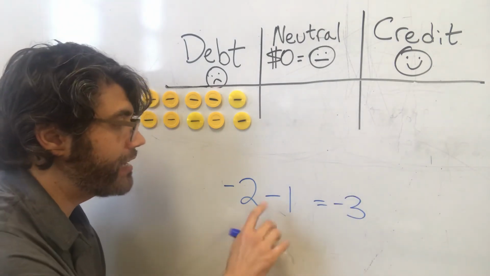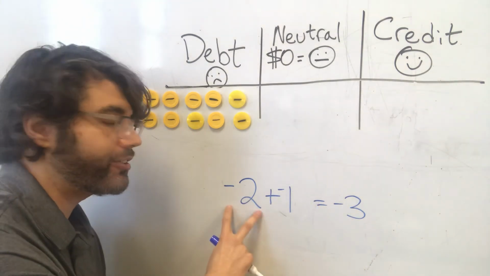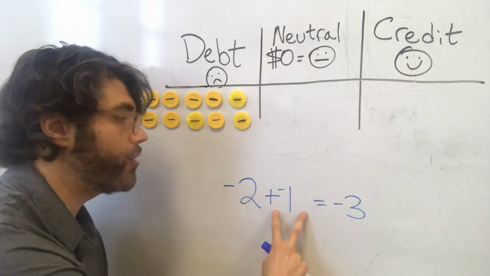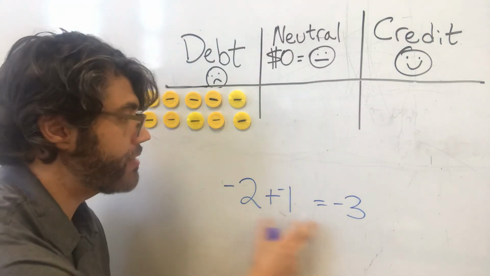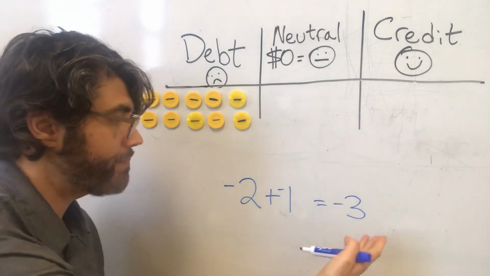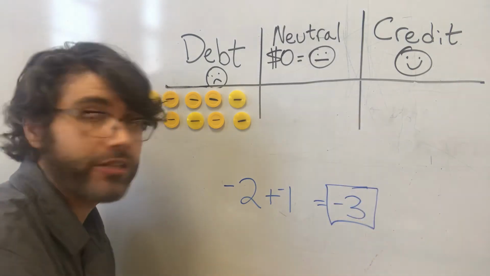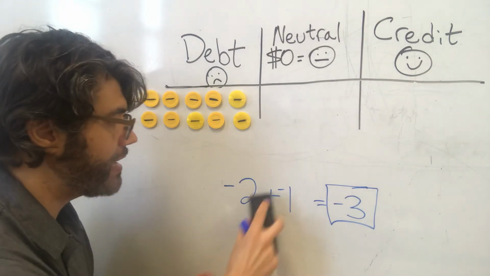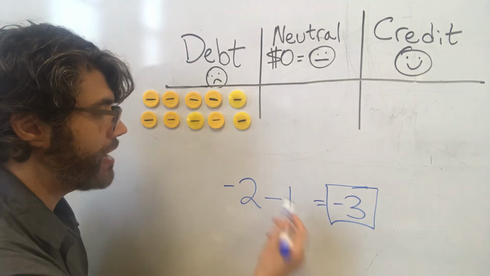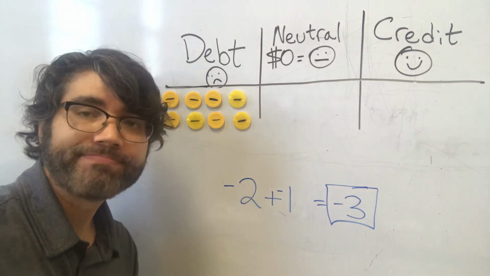Again, if you want to think of it as plus negative, that's the same thing. So we're in $2 of debt. Now we go into one additional $1 of debt. So now we're going to be in $3 of debt in total, okay? So as long as this number here is the correct number, how you deal with the signs, leaving it as the subtraction sign or turning it into a plus negative, that is 100% totally up to you. All right, there you go.